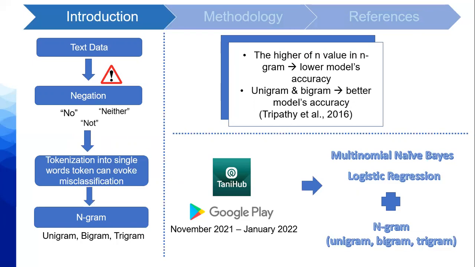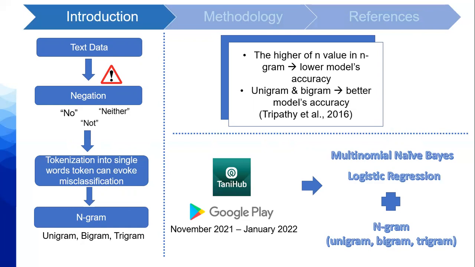The tokenization procedure, which divides the text into single word tokens or unigrams, could evoke misclassification. Thus, this research's main idea is to use other types of n-gram, such as bigram and trigram, instead of using unigram. According to a study from Tripathi et al., 2016, higher values of n in n-gram give lower model accuracy, and the application of unigram and bigram gives better model accuracy.